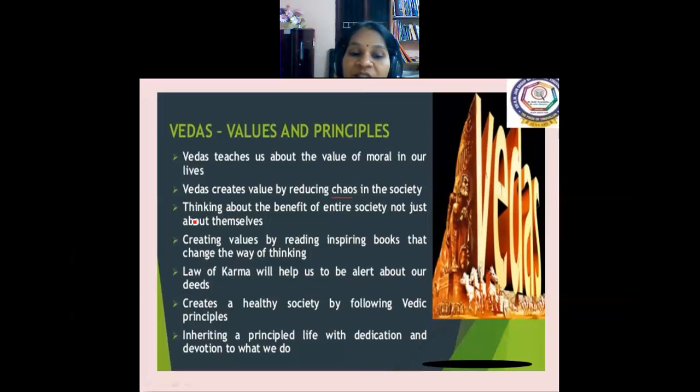This Vedas gives one way of thinking, change. If you are very bad, if we read this book, we will become good. That much of value this Veda is giving. Law of karma will help us to be alert about our deeds. Creates a healthy society by following Vedic principles. We will be very good, obedient if we read this. If we follow these Vedic principles, it will be a very healthy and good society. Inheriting a principled life with dedication and devotion, that is what we do.